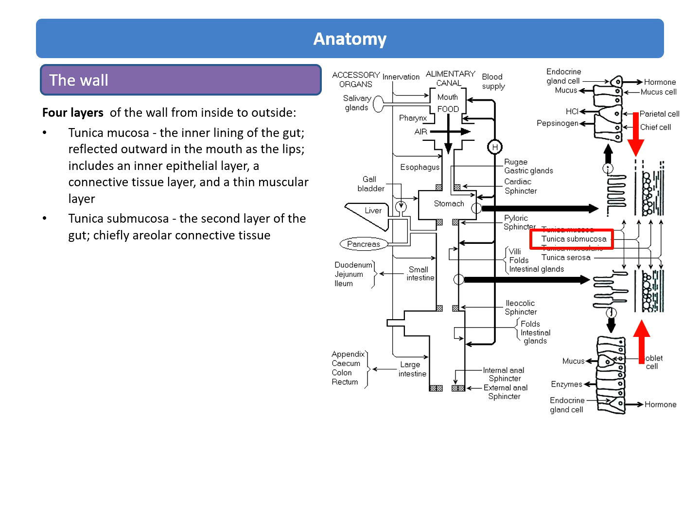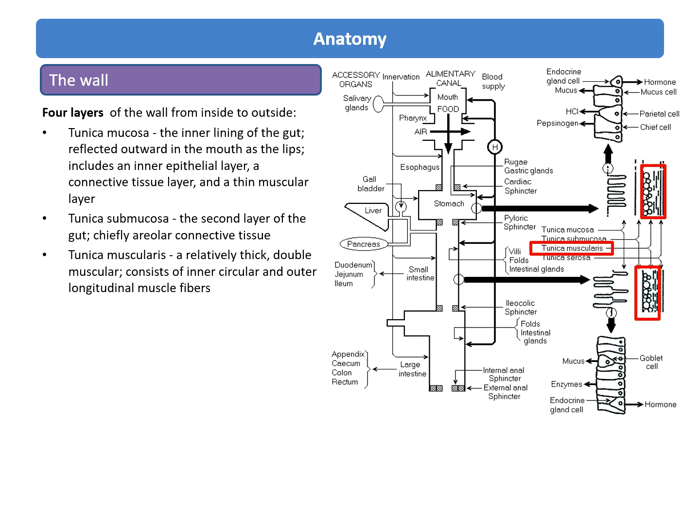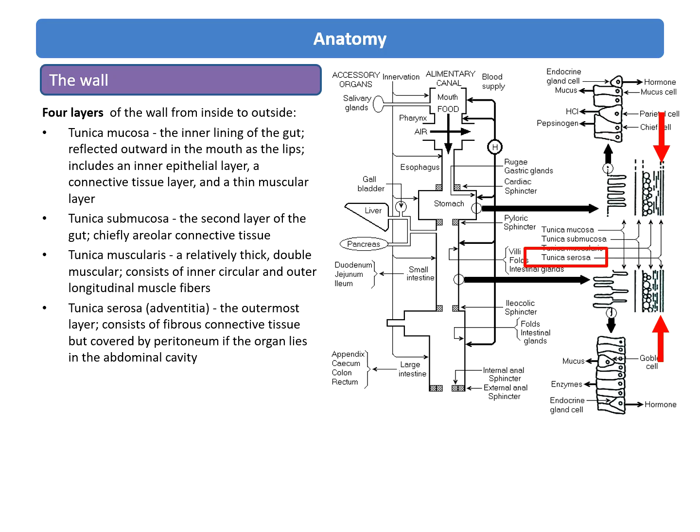The tunica submucosa is the second layer, chiefly areolar connective tissue. The tunica muscularis is a relatively thick double muscular layer. It consists of an inner circular layer and an outer longitudinal layer. The tunica serosa, or adventitia, is the outermost layer. It consists of fibrous connective tissue, but it's covered by the peritoneum if the organ lies loosely in the abdominal cavity.